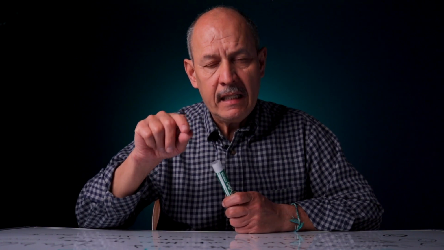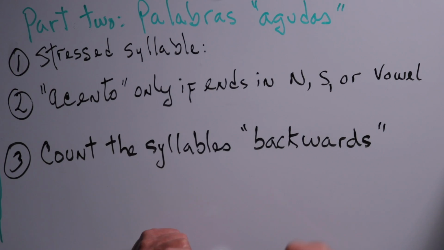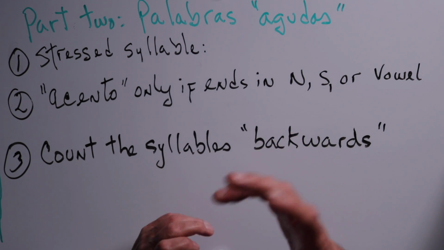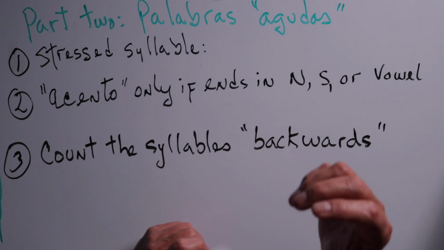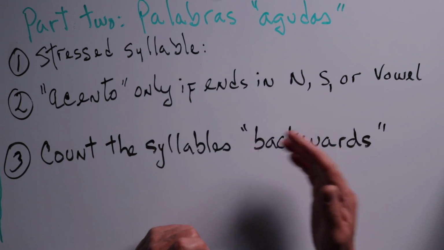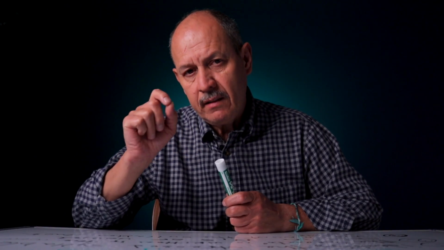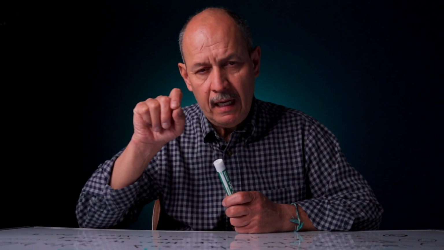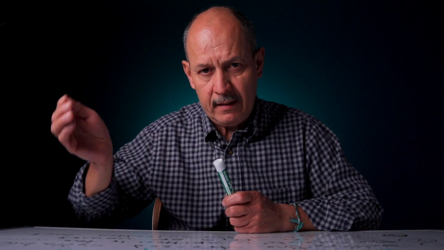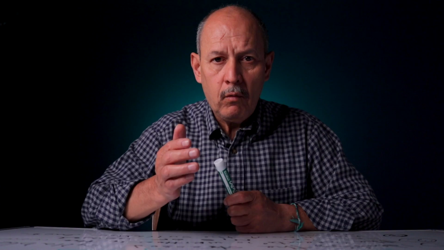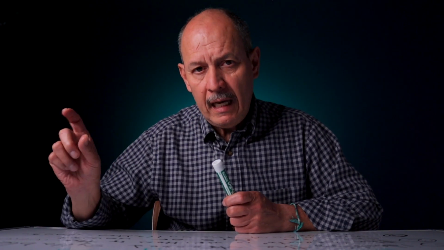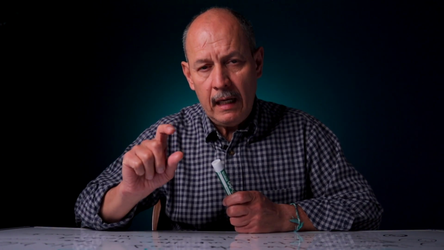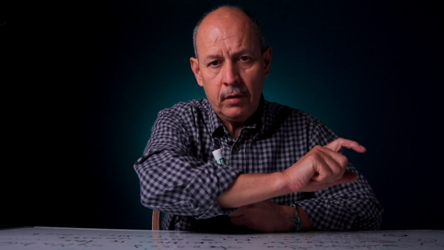N, S, or vowel. And the third thing that is very important to understand, and that may sound crazy to you, is that we count backwards. The reason to do that is to be consistent with the rule. So everybody has to follow the same pattern, the same rule. Counting backwards helps us to say last syllable, second to last, third to last, fourth to last, depending on the number of syllables that any particular word has, okay?